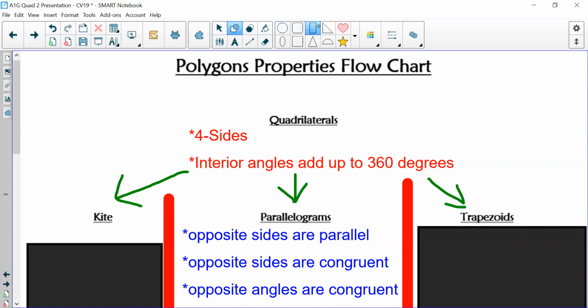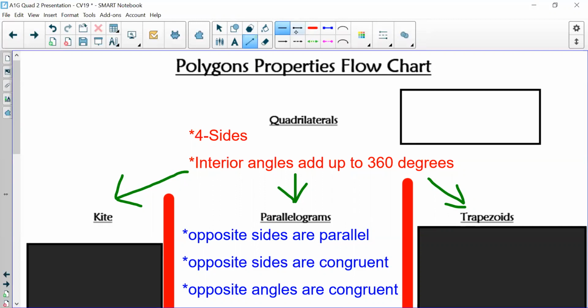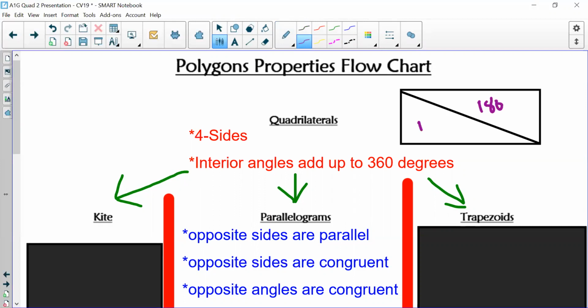Let's talk about where that comes from for 1 second. If you've got a 4-sided polygon, we can always divide any 4-sided polygon into 2 triangles by connecting opposite vertices. And you guys have learned that the sum of the interior angles in any triangle is always 180 degrees. Well, if we have 2 triangles, then we've got 180 plus 180. So that's where the 360 degrees is coming from.